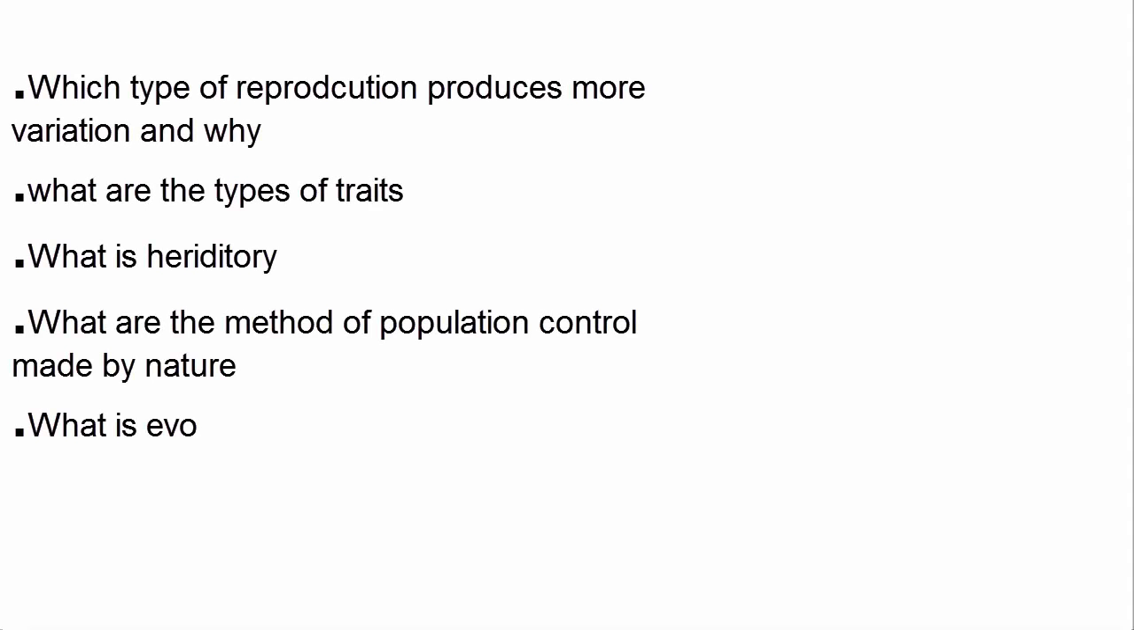Okay, so if you've been listening, you should have understood which type of reproduction creates more variations and why. What are the types of traits? What is hereditary? What are the methods of controlling population made by nature? And what is evolution?